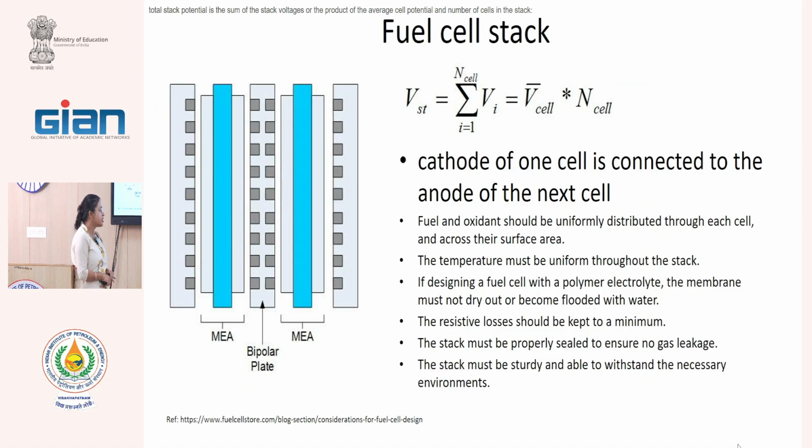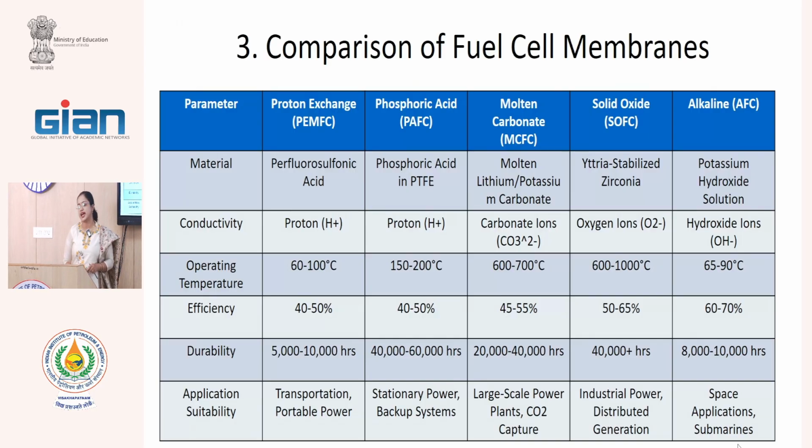So the fuel and oxidant should be uniformly distributed, the temperature must be uniform, and if you are dealing with a polymer electrolyte, it is very important not to dry it out. There should be proper management of water, which I will explain in more detail later. The stack must be sturdy enough so that there is no leakage and no mechanical failure during the process, okay. So these are some aspects we have to take care of in the stacking arrangement.